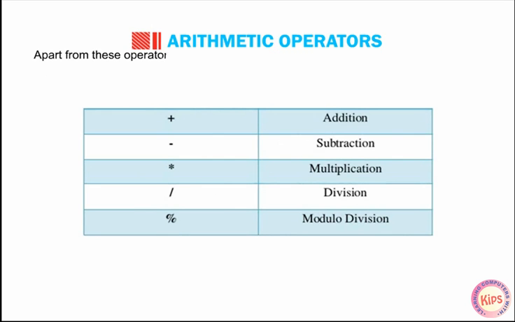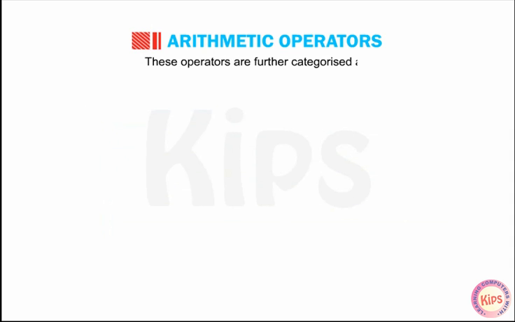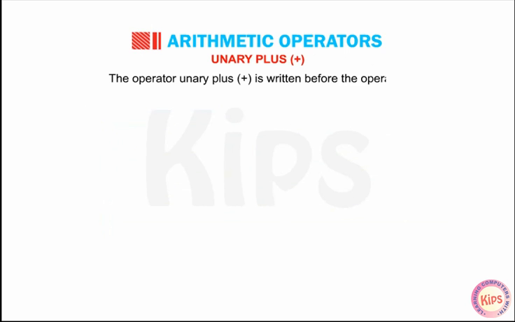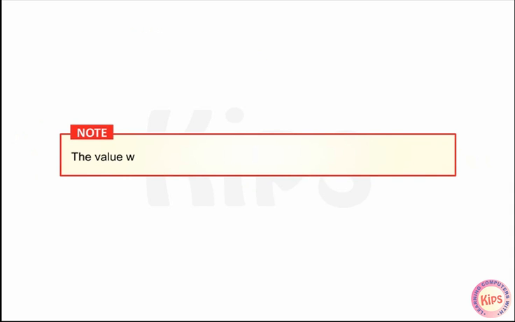Apart from these operators, Java provides two unary arithmetical operators that work on a single operand. These operators are further categorized as unary plus. The operator unary plus is written before the operand. This operator results in the same value of the variable. For example, if a is equal to 10, then +a means 10. If a is equal to -5, then +a means -5. If a is equal to 0, then +a means 0. Students, note that the value without plus operator is also treated as positive value by default.